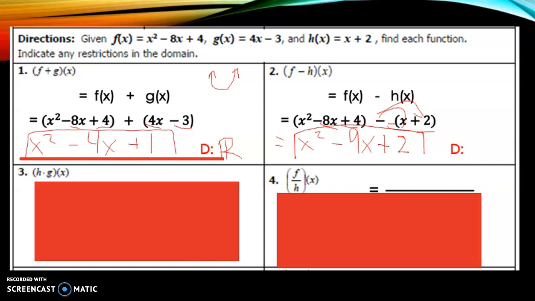Again, it makes a parabola, x squared, smiley face. That means the domain is all real numbers. Promise there'll be a special case here soon.